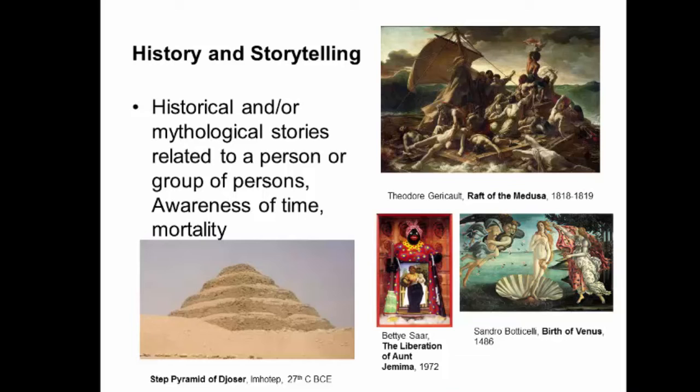So history and storytelling as a theme are stories related to a person or a group of persons, and includes an awareness of time and mortality. And so these images and objects that you see, from Géricault's Raft of the Medusa to Betye Saar's The Liberation of Aunt Jemima, The Pyramid of Djoser, and Sandro Botticelli's Birth of Venus, all talk about a person or a group of persons who want something to be remembered.